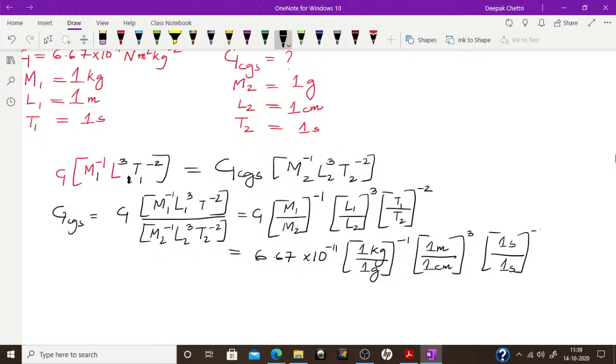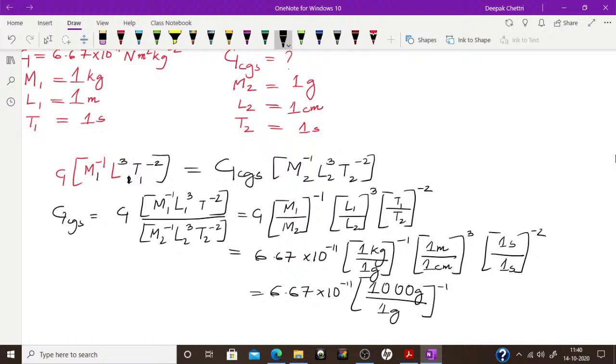Right, now we cannot do anything in this bracket for M because this is in kg and this is in gram, so we have to convert it to the same units. Because we want to find in CGS, we will convert kg to gram. 1 kg, if you know, is 1000 gram, divided by 1 gram.